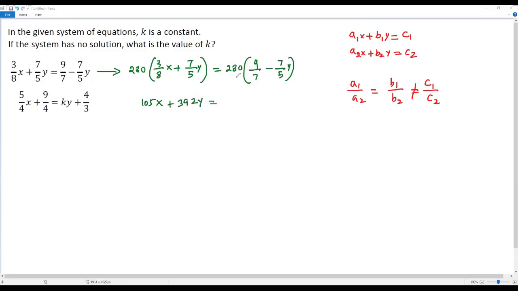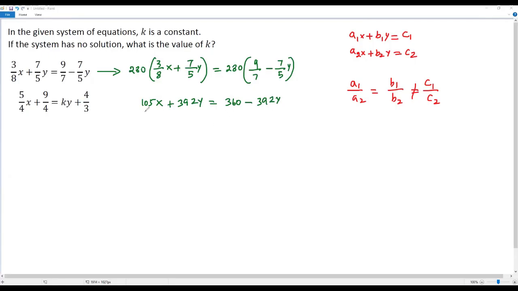Now let's do the same thing on the right side. We can simplify this 7 and 280. That is, 7 goes into 7 one time, 7 goes into 280 40 times. 40 times 9 is 360. Okay, let me write over here, negative. Now we can simplify this one and this denominator 5. That is, 5 goes into 5 one time, and 5 goes into 280 56 times, and when I multiply 56 and this 7y, I am getting 392y. Let me write it over here.